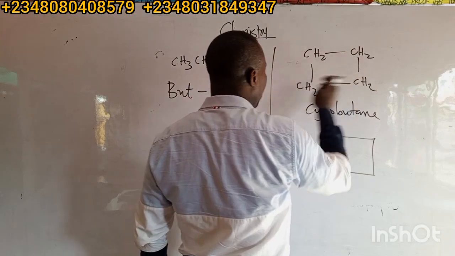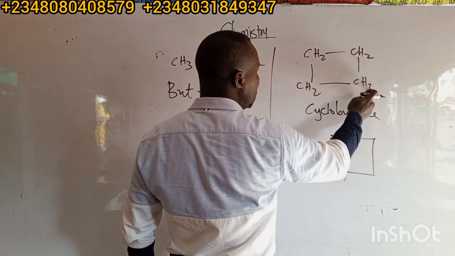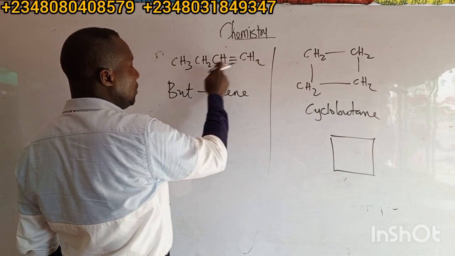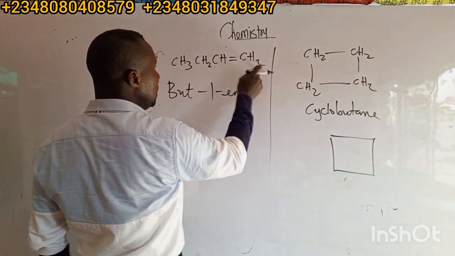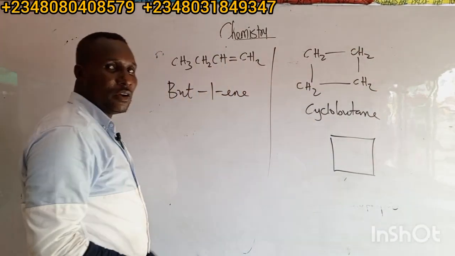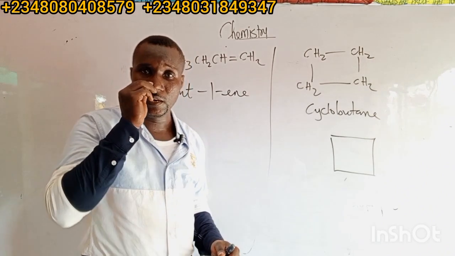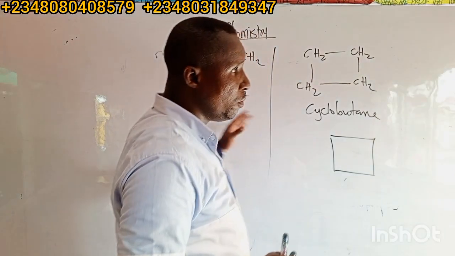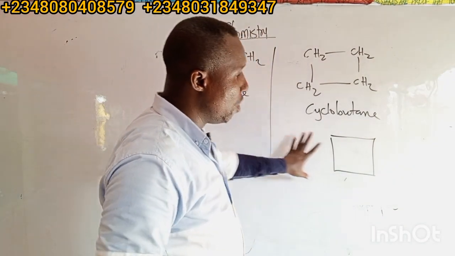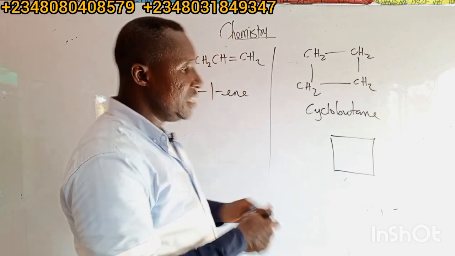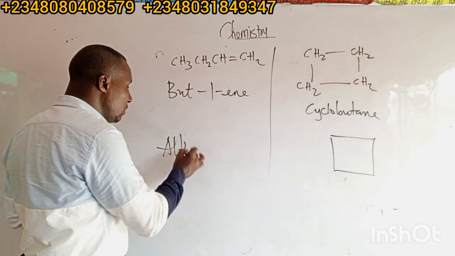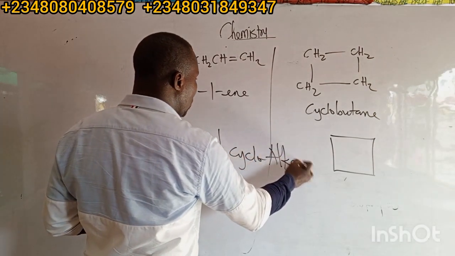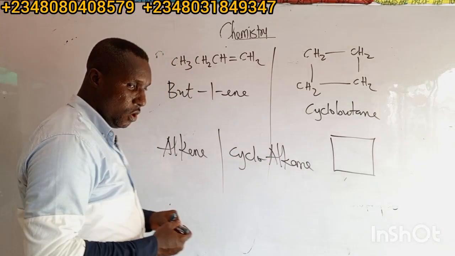One, two, three, four. How many hydrogen? Four, six, eight. How many carbon? One, two, three, four. Hydrogen 8. That means what kind of isomerism? Ring chain isomerism. It occurs between alkene and cycloalkane.